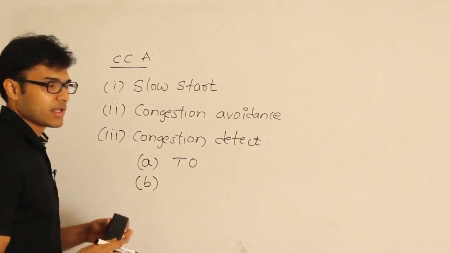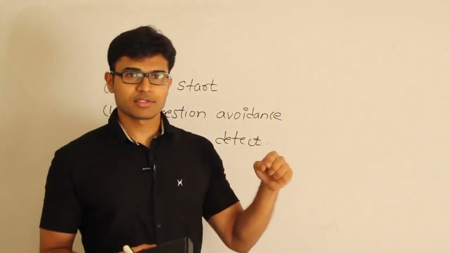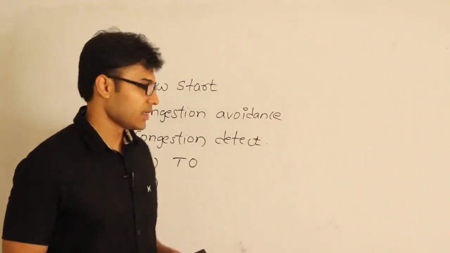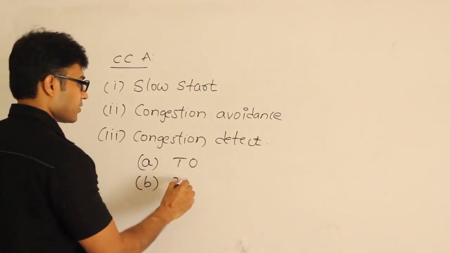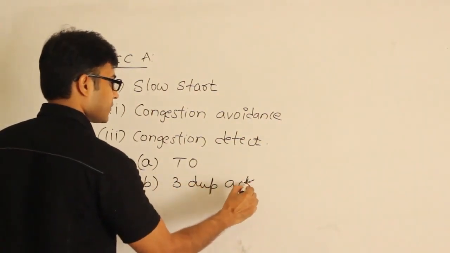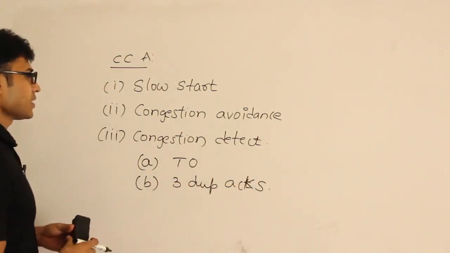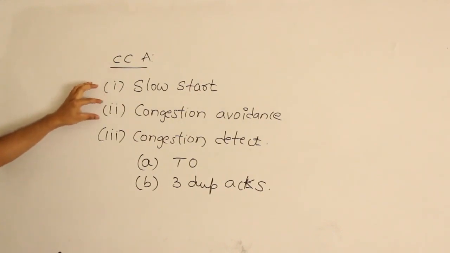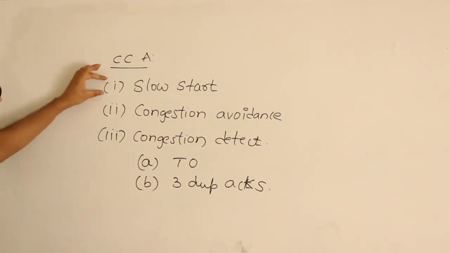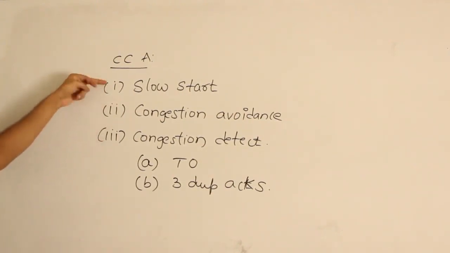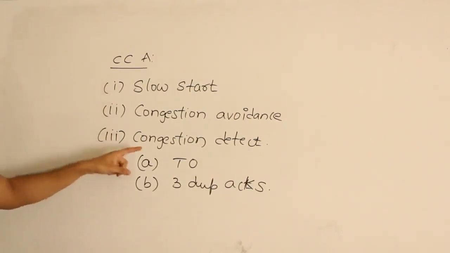And the second one is when one segment is lost, and after that 3 segments have been sent and acknowledged. That is called 3 duplicate acknowledgements. Okay, so just observe this. Slow start is the initial phase, and then we enter into congestion avoidance. And during slow start or congestion avoidance, even though I am writing it as the third phase, it can occur anyway, right?